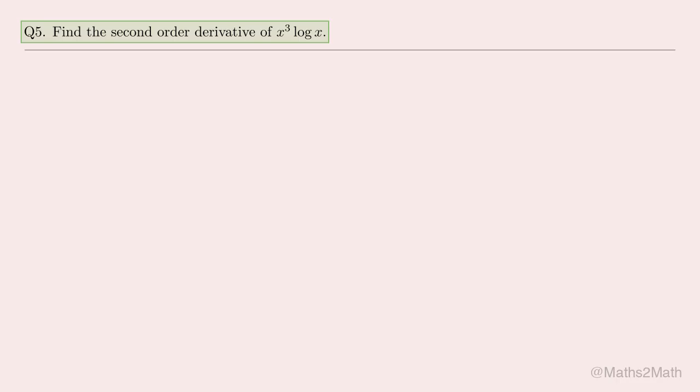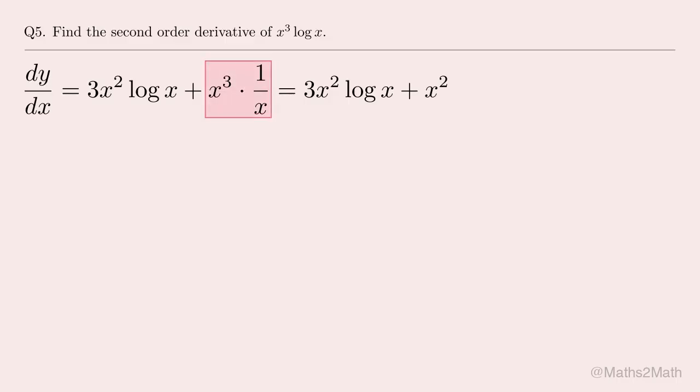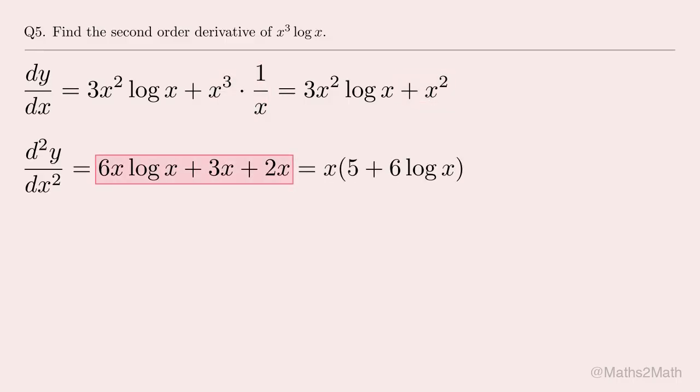Question 5. X cubed times the log. Product rule, then product rule again. The x squared factors will merge neatly. First derivative, 3x squared log x plus x squared. Differentiate again. 6x log x plus 3x from the first term plus 2x.